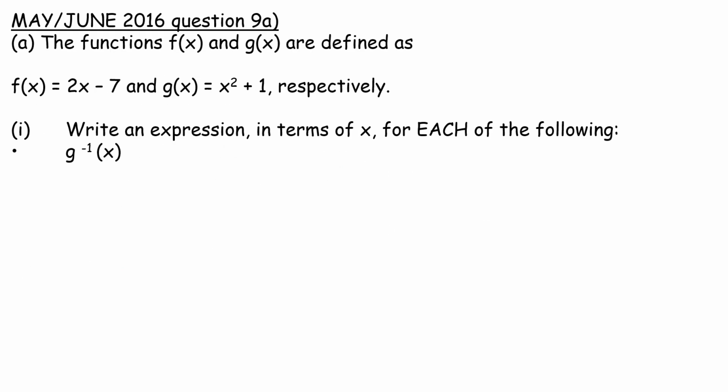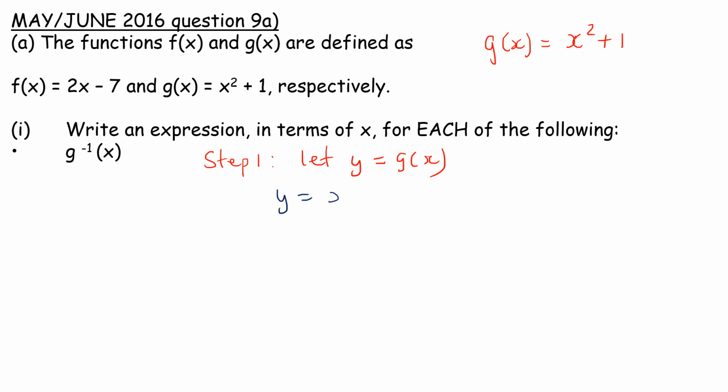Here we're asked to find g inverse x. So let's identify that g of x is equal to x squared plus 1. Step 1, we're going to let y equal g of x. So we're going to write y equals x squared plus 1.